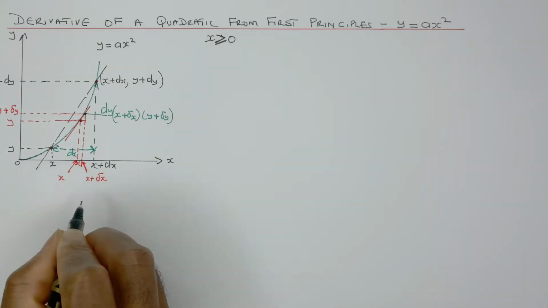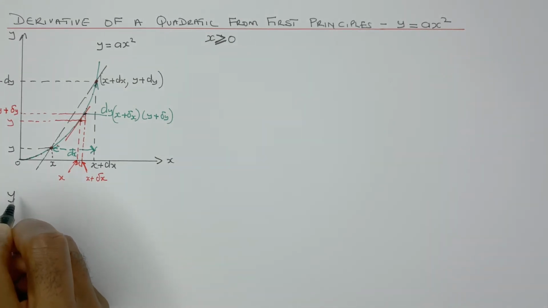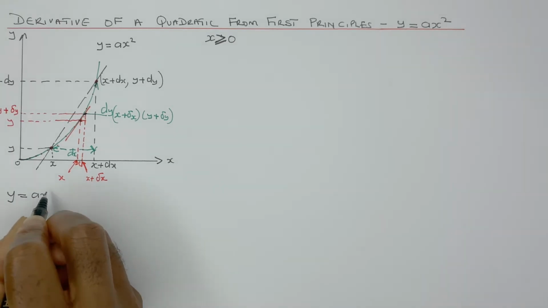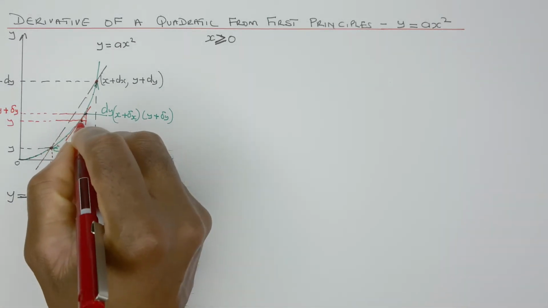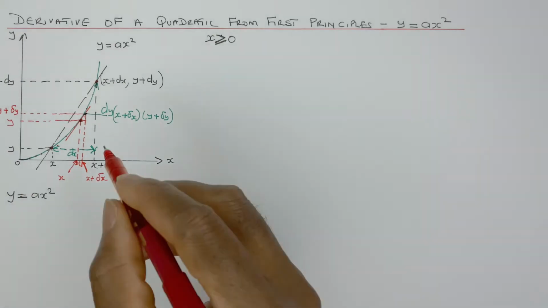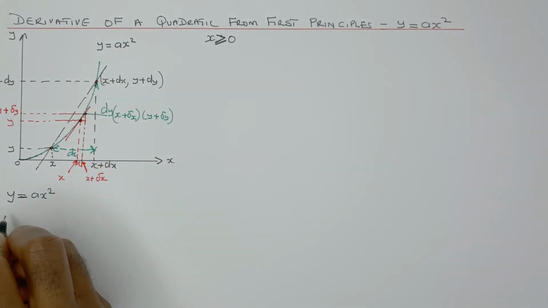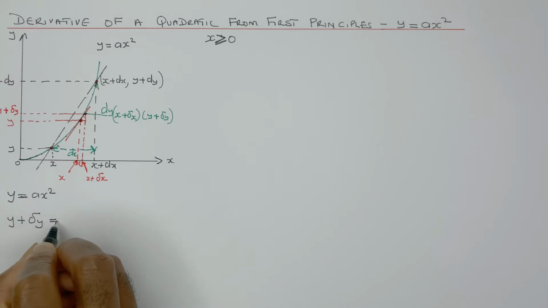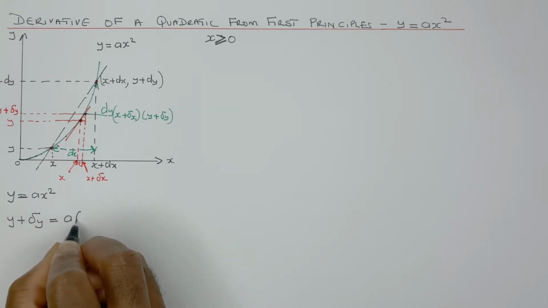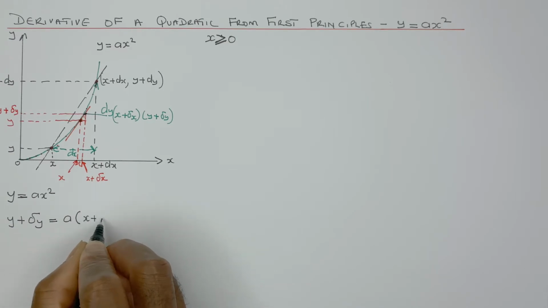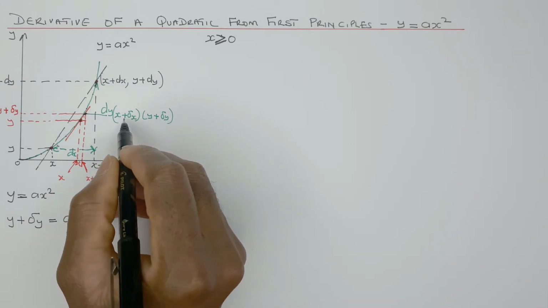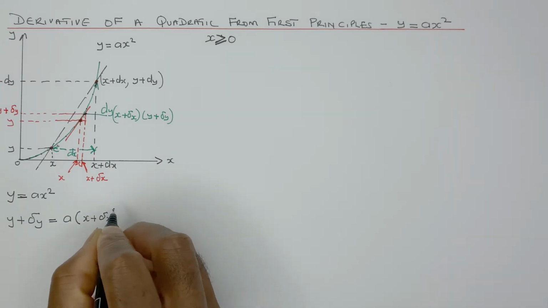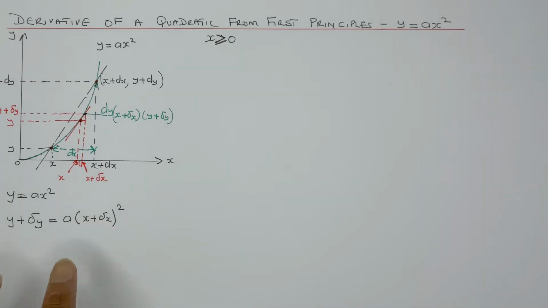So now, to work out what's going on, our equation is y equals ax squared, right? And that's this point here. So that point here is y equals ax squared. And this point here, the tiniest increase, for that we're going to write y plus delta y equals a open bracket x plus delta x, because if this is y plus delta y, then the x coordinate here will be x plus delta x, squared. So what we now need to do is expand this bit here.